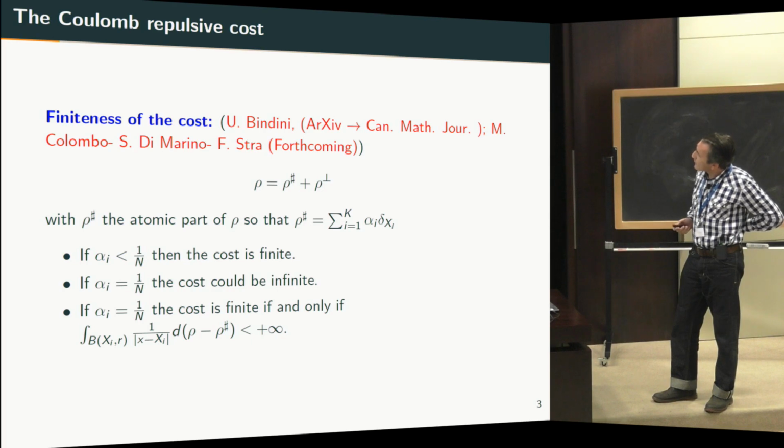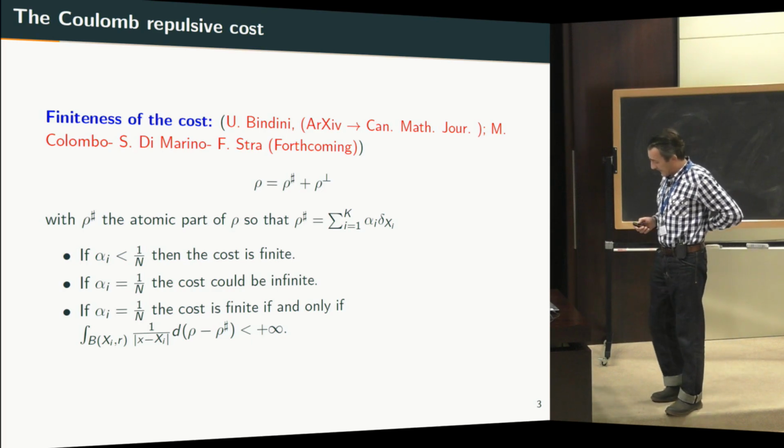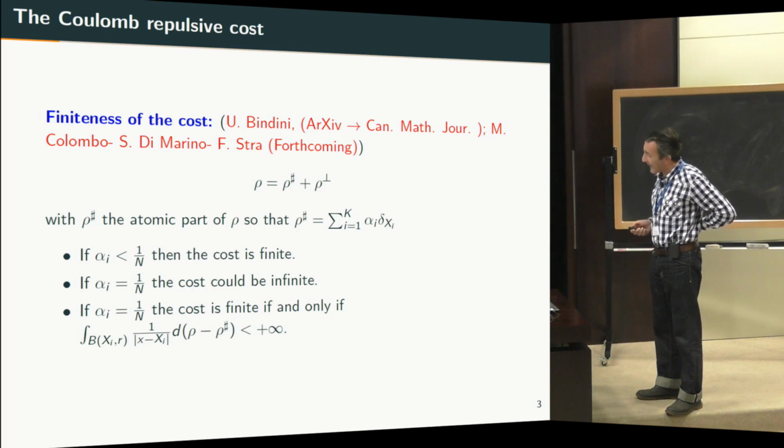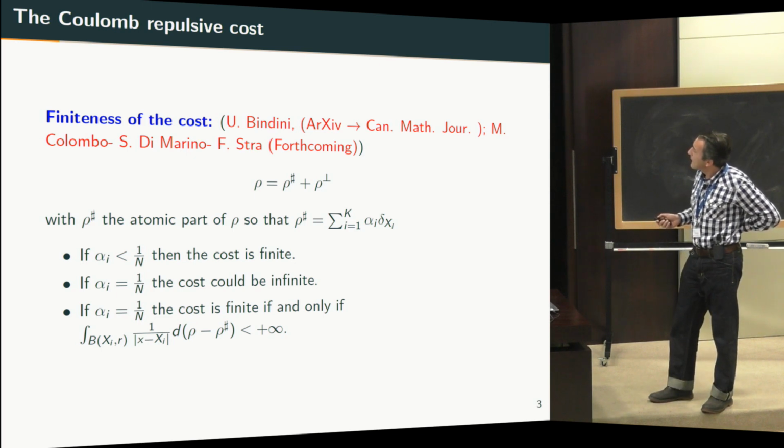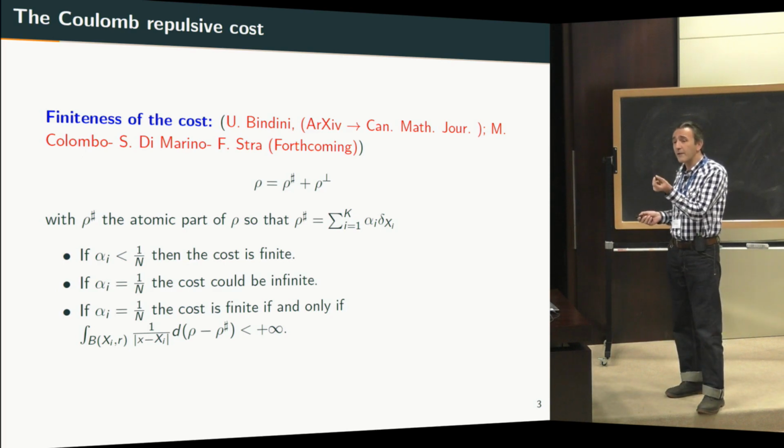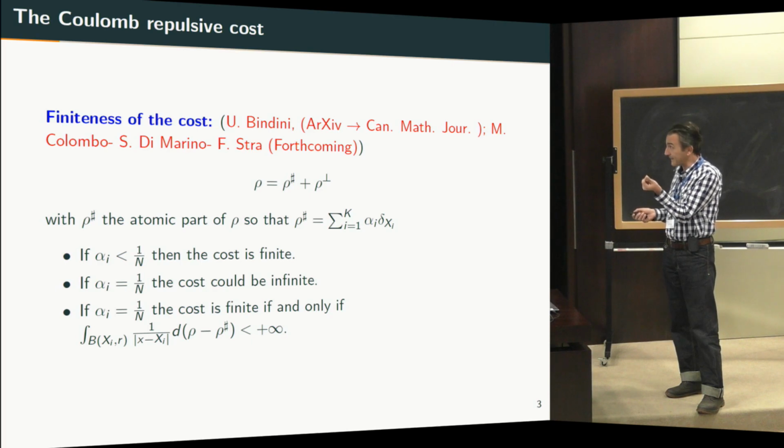Since the cost takes the value plus infinity, there is the first question, which is when it is finite. For which rho is the cost finite? This problem is the topic of a paper by Ugo Bindini, which should appear at some point in the Canadian Mathematical Journal, and another paper by Maria Colombo, Simone Di Marino, and Federico Stra, which should be forthcoming in the next few days, where we divide the rho in two parts. We take the atomic part of rho, and we take the rest of rho. The part which gives you more problems is the atomic part, because in the Coulomb cost you have 1 over |xi minus xj|. If you have an atom, you risk putting the atom over itself, and the cost will take the value plus infinity.